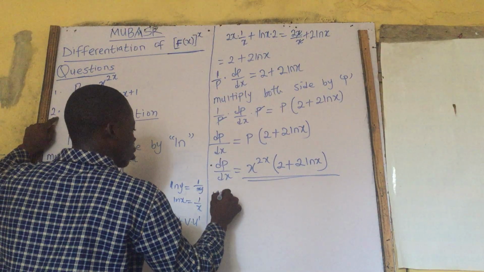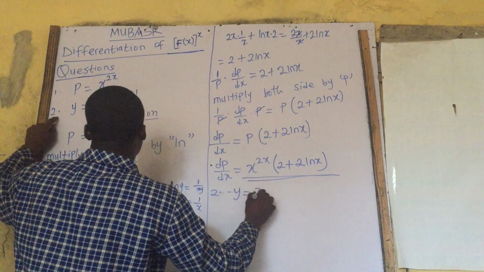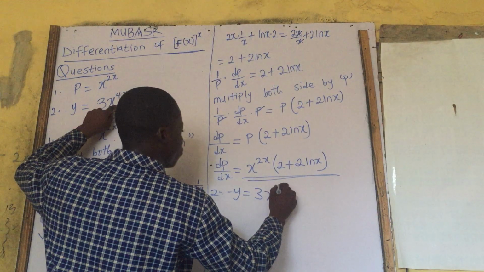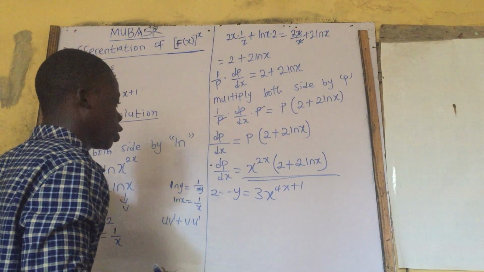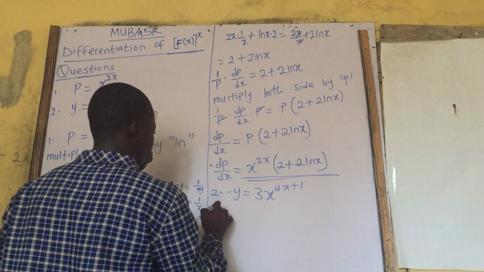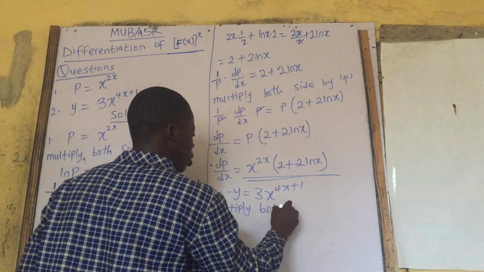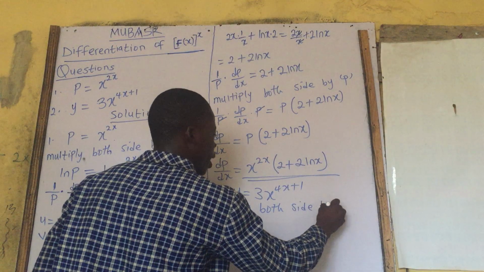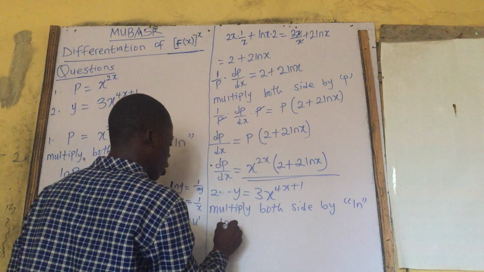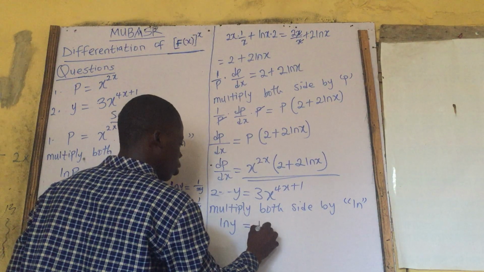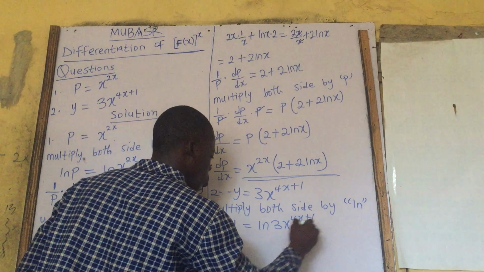Question 2. y equals 3x raised to the power 4x plus 1. So as you did in the first question, we still apply the same method. Now multiply both sides by natural logarithm. Natural logarithm of y equals natural logarithm of 3x raised to the power 4x plus 1.